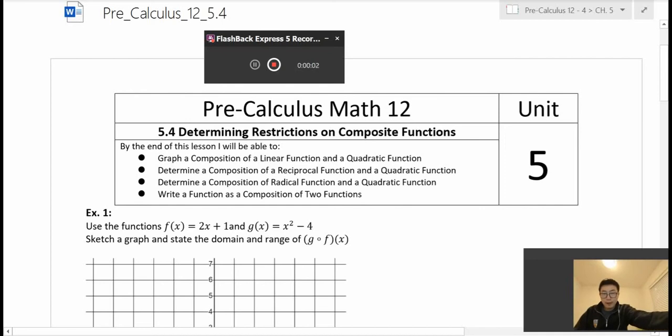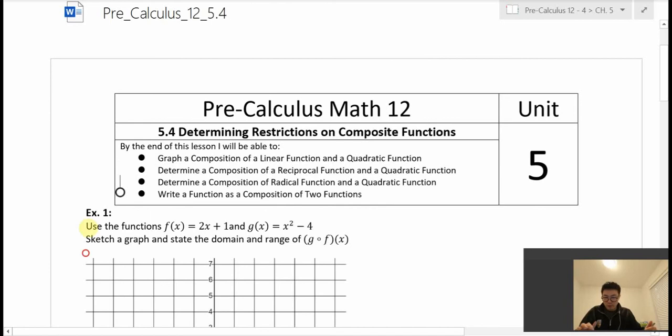All right, welcome back to the last lesson in Unit 5. We are going to be looking at the restrictions on composite functions. So I think I told you last time that when we look for the domain for the composite function, you also need to take the original functions into consideration, okay? Not just the final composite function. So that's what we're going to be doing today, and we're also going to graph, okay?